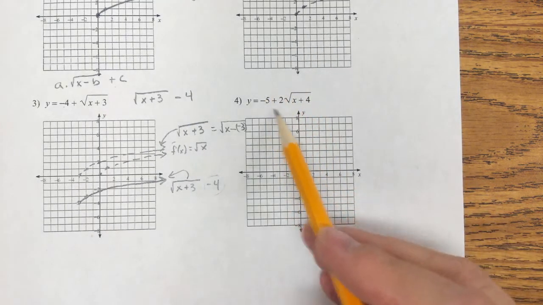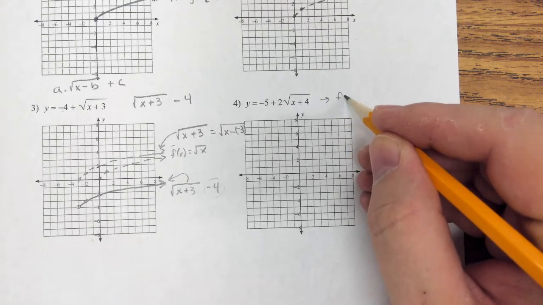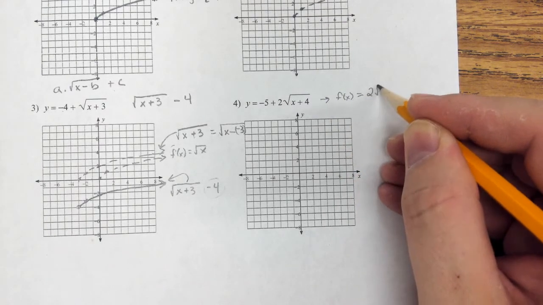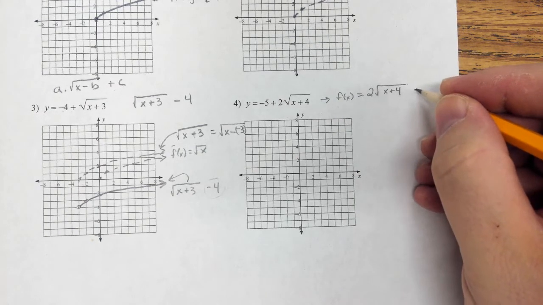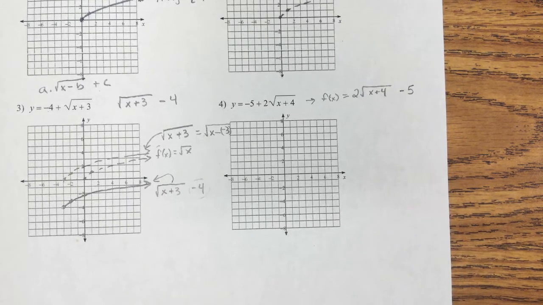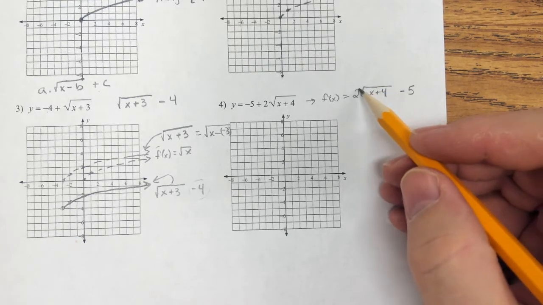Okay, I'm going to rewrite this one again. I'm going to rewrite this as f of x equals 2 times the square root of x plus 4, minus 5. Okay. Now, let's get this show on the road. Alright. First thing I'm going to deal with is this 2.